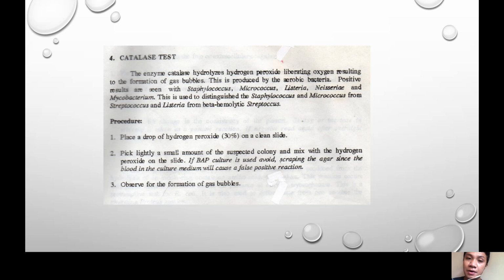Actually, this one will identify your Staphylococcus and Micrococcus, differentiating them from your Streptococcus. It also identifies Listeria and Corynebacterium, differentiating them from other gram-positive bacilli like Arcanobacterium. Okay, even your Gardnerella.